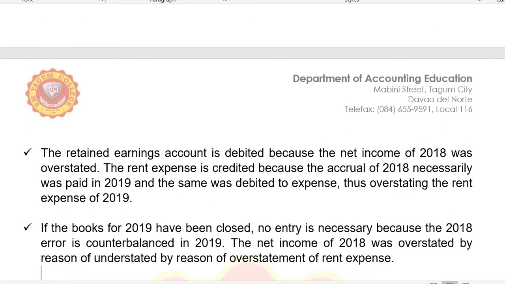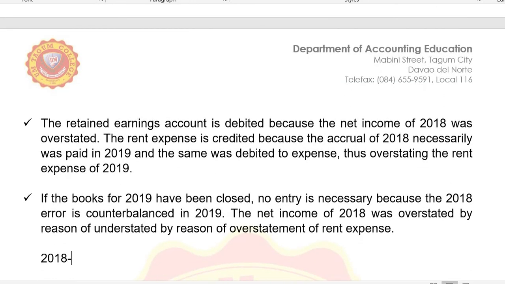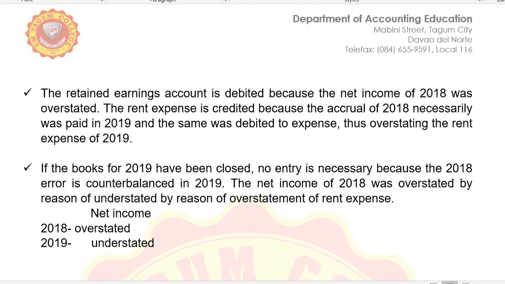Okay. Because for 2018, you did not accrue expenses, so your expense is understated, so your net income is overstated. Okay? So then for 2019, since you recorded the expense in 2019, your expense for 2019 is overstated. So if your expense is overstated, your net income is understated. Okay? So, the error has counterbalanced.